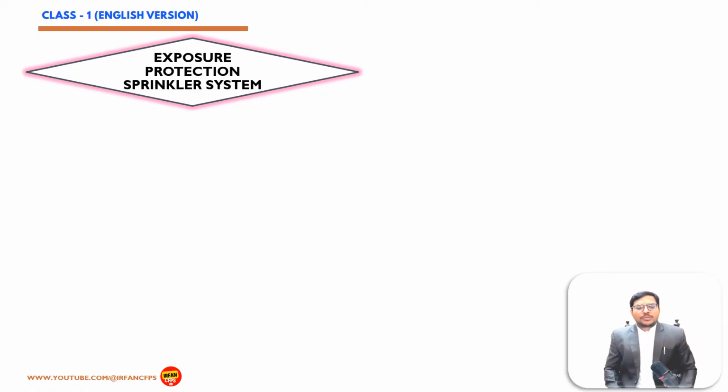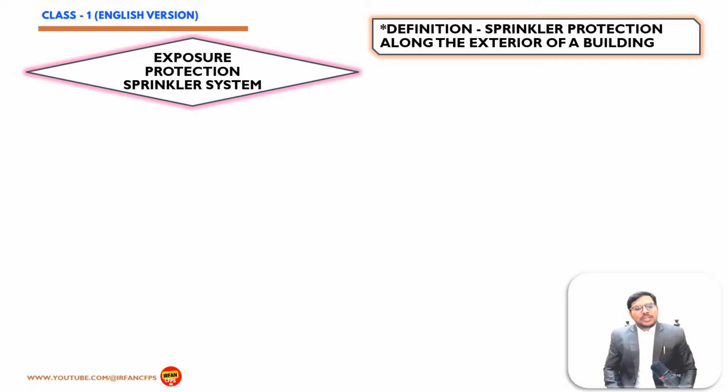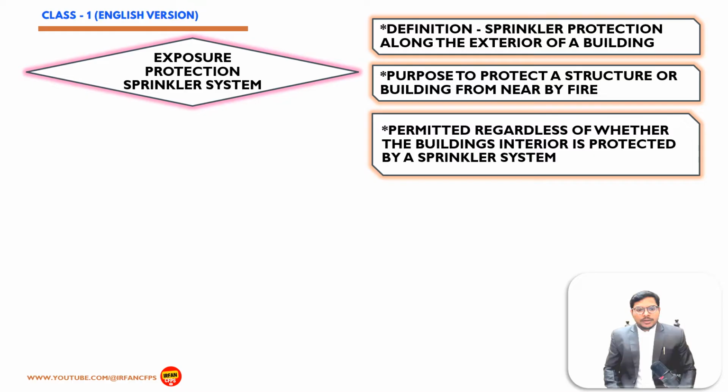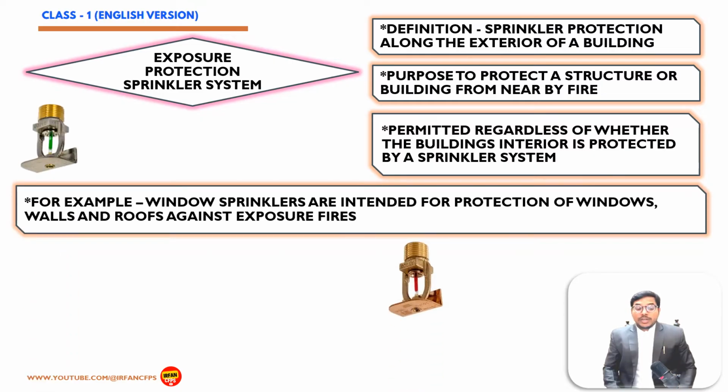Exposure protection sprinkler system. Sprinkler protection along the exterior of a building is called an exposure protection sprinkler system. It refers to protecting a structure or a building from a nearby fire. Even though the sprinkler system is protecting the inside of the building, exposure protection sprinkler systems are permitted to be installed. For example, window sprinklers are intended to protect the windows, walls, and roofs against exposure fires.